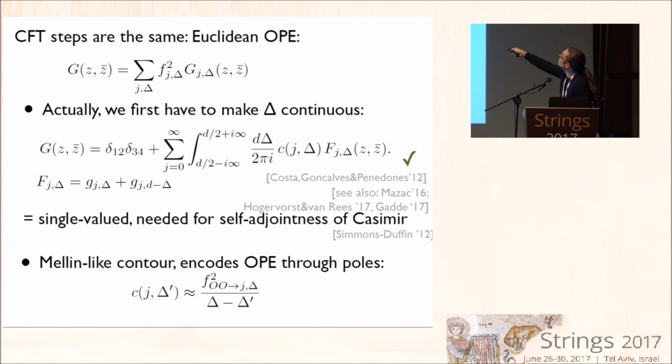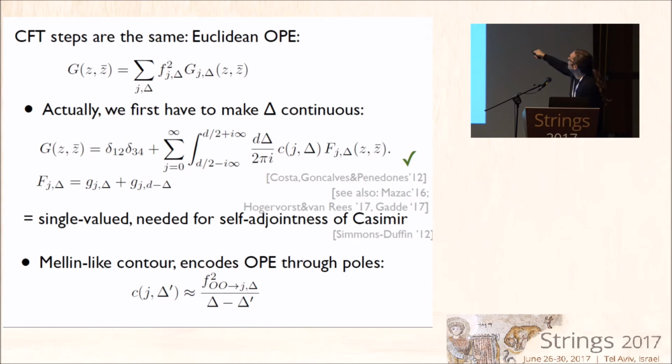So you express the correlator, which is a function of two cross ratios, as a sum of conformal blocks with some coefficients. This is discrete in two ways: the spins are discrete, the dimensions are discrete. It's actually useful to make the dimensions continuous at the first step. Thankfully, this was done by this gentleman before.